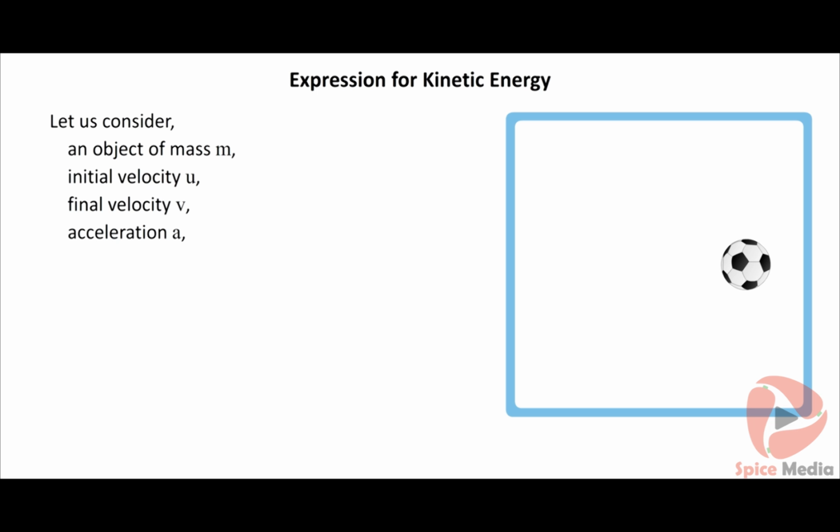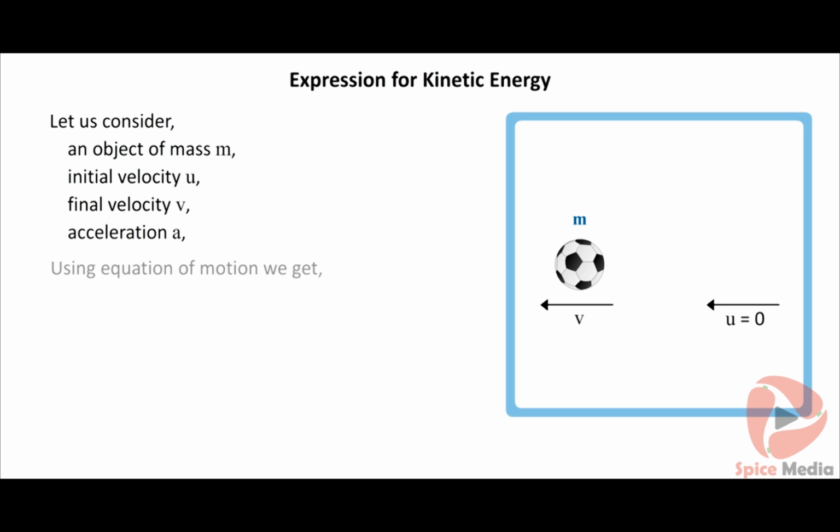Let us consider an object of mass m, initial velocity u, final velocity v, and the acceleration produced be a. Therefore, using equation of motion, we get v square is equal to u square plus 2as. On rearranging, it becomes displacement s is equal to (v square minus u square) divided by 2a.